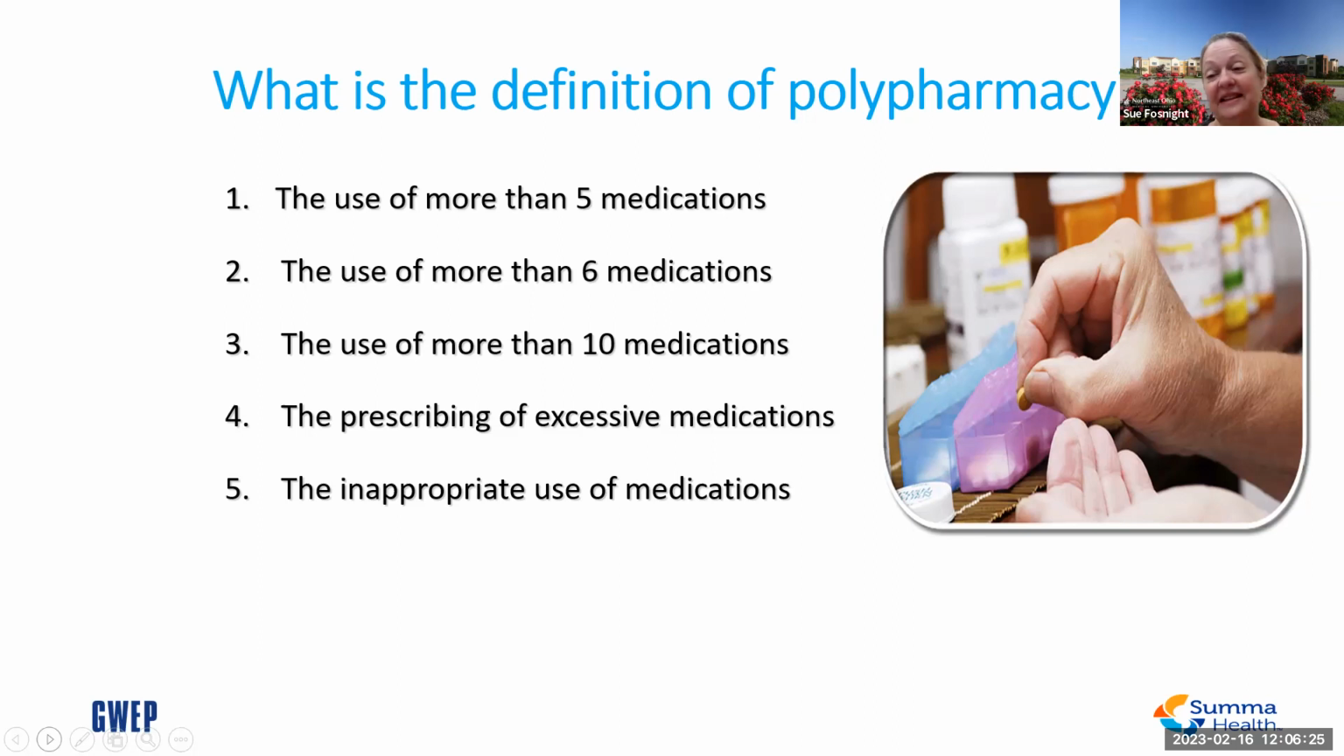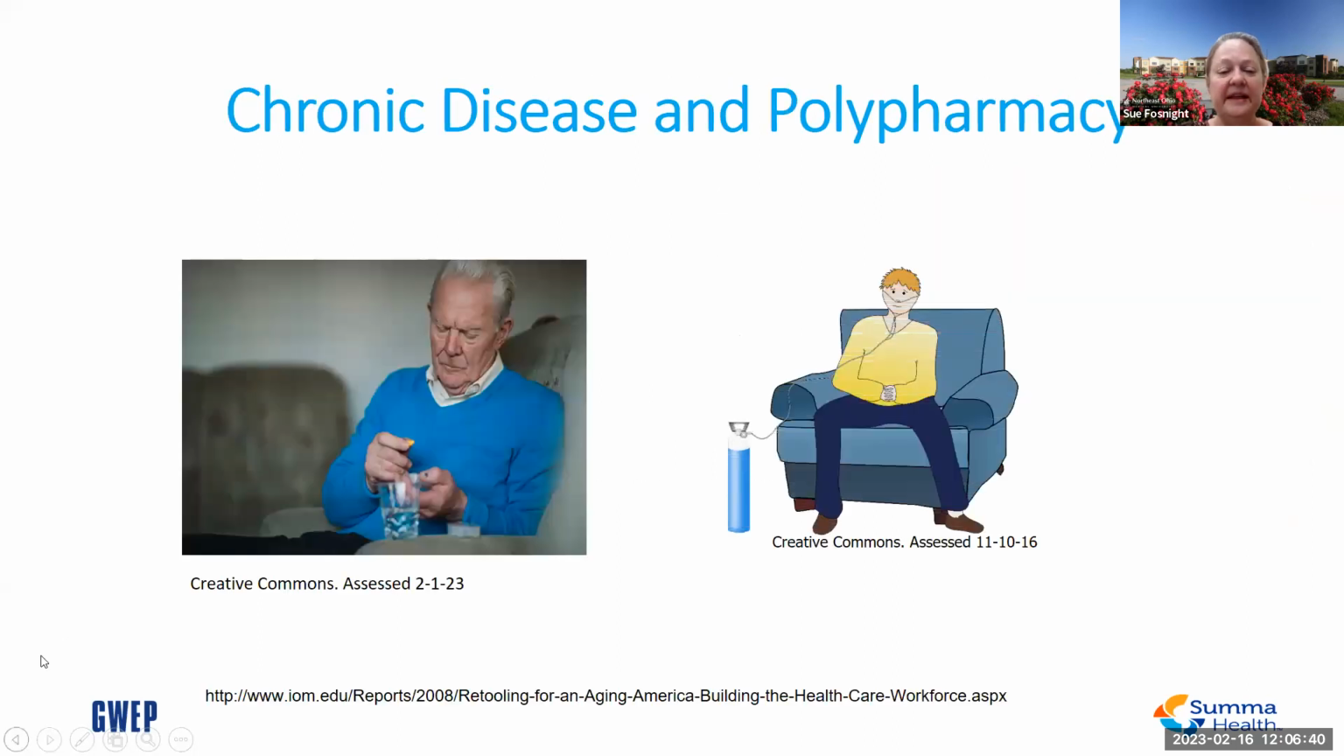That's the one I agree with the most, because a patient can be on 4 medications, but if it's the wrong 4 medications, they can still cause problems. It should probably have a name change to malpharmacy instead of polypharmacy, but you'll find all those definitions in the literature. A little bit about chronic disease and polypharmacy.